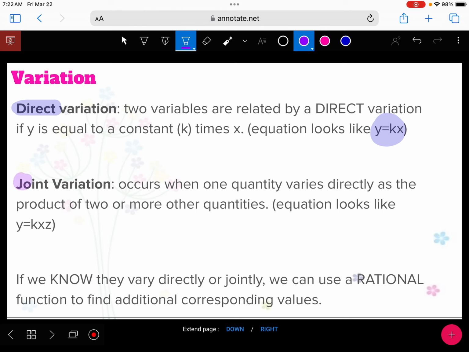We're also going to have joint variation. When one quantity varies directly as the product of 2 or more other quantities, the equation looks like this. So these phrasings, while awkward, are going to be kind of important to what we're doing.